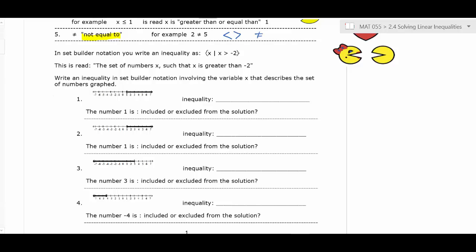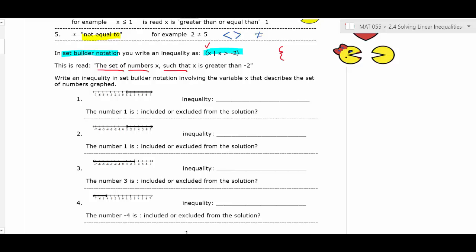If we have set builder notation, you write an inequality like this. You read this bar right here, this little set symbol, braces represent set. So that's saying the set of. Whenever you see that brace, that's saying set of. Such that is that bar.